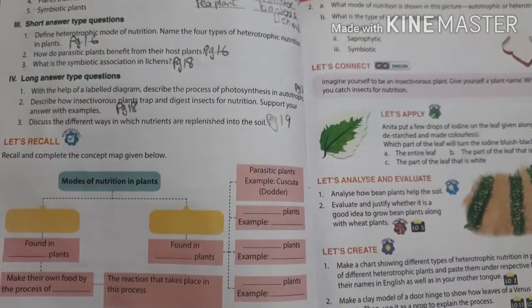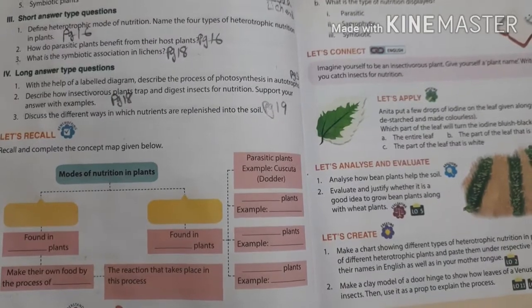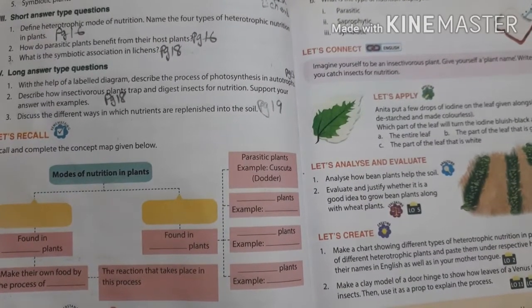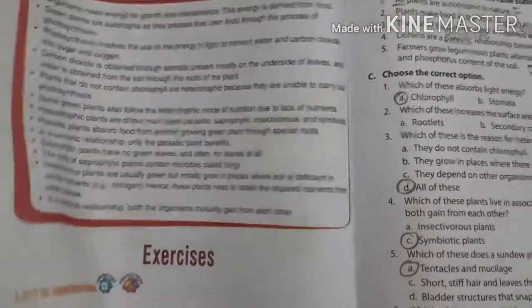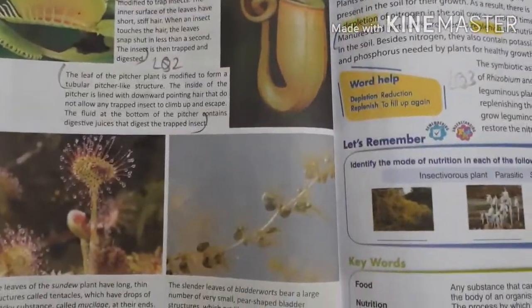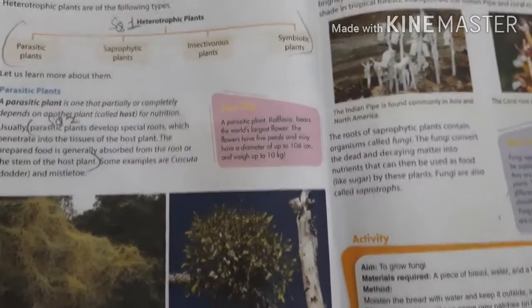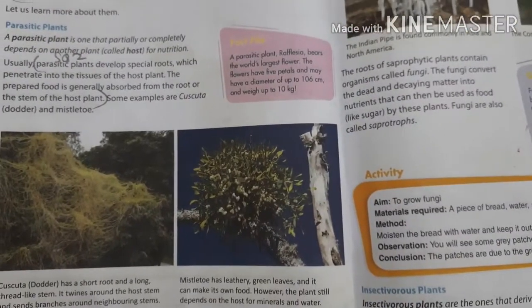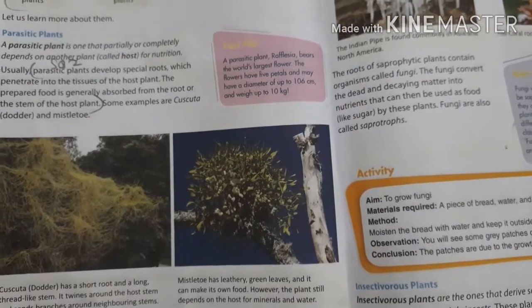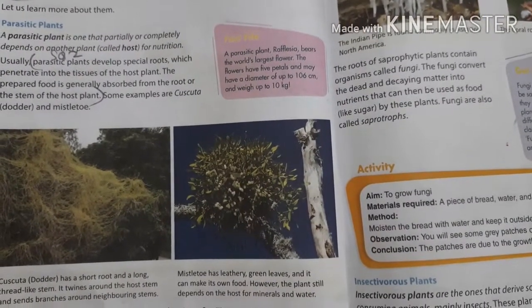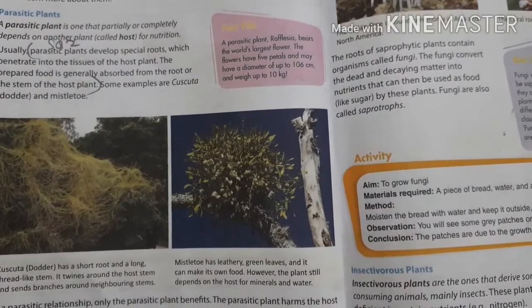Next short question is: how do parasitic plants benefit from their host plant? So the answer will be what? Again, come to page number 16. The answer is: parasitic plants develop special roots which penetrate into the tissue of the host plant.